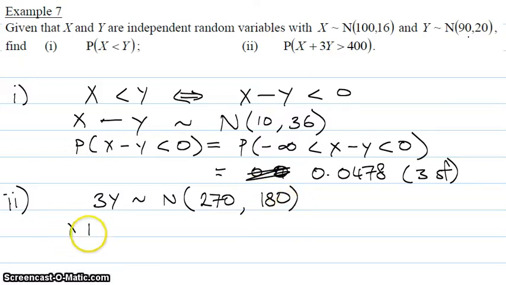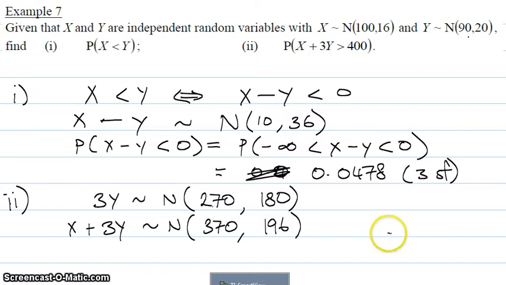So what about the distribution for x plus 3y? Well, again, it's going to be normally distributed. And again, we just add the two means together. So we get the mean of 370. And we can also add the variances together. So we get a variance of 196. So we go to our calculator again.